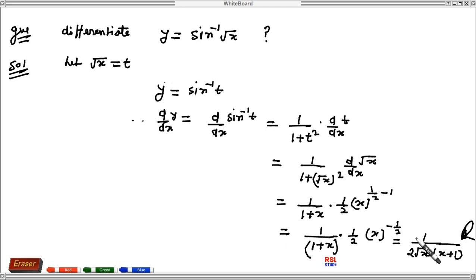Note, in this question everything is right, but just see it. Y equal to sin inverse t we will assume, then that will be sin inverse t, and differentiation of sin inverse t is 1 by under root 1 minus t square. So here it will be 1 by under root 1 minus t square into d/dx of t.